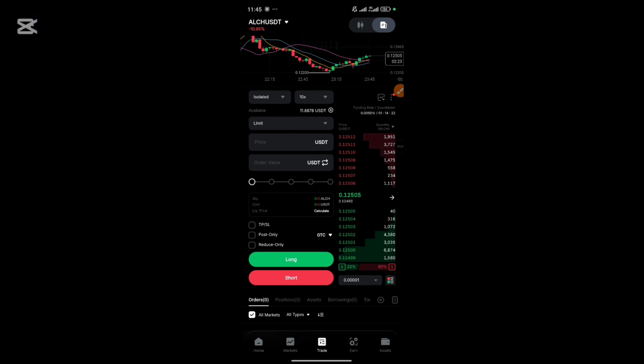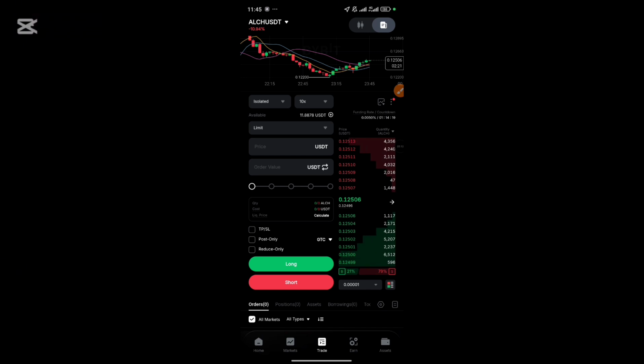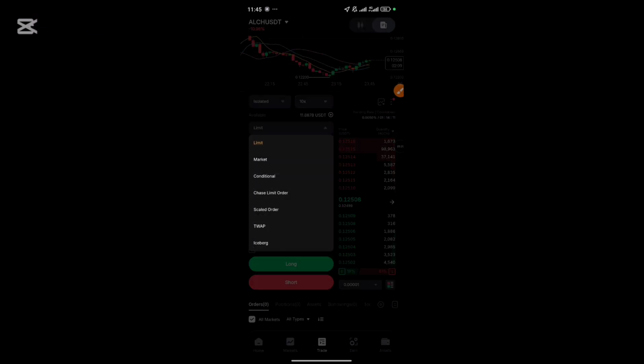Then I'm going to be placing a trade so that you know how to place a trade. If you click on this aspect, you see what looks like limit. There is a drop down menu there. When you click on where you see limit, you're going to see limit, market price, conditional, chase limit order, scale order, TWAP, and iceberg. Now I don't really know much about the conditional, the chase limit order or the scaled order, but the two I know and that most traders use are either limit order or market price.